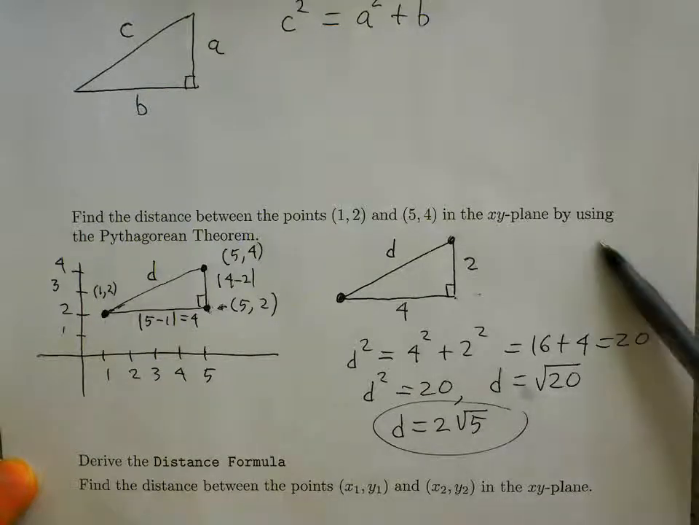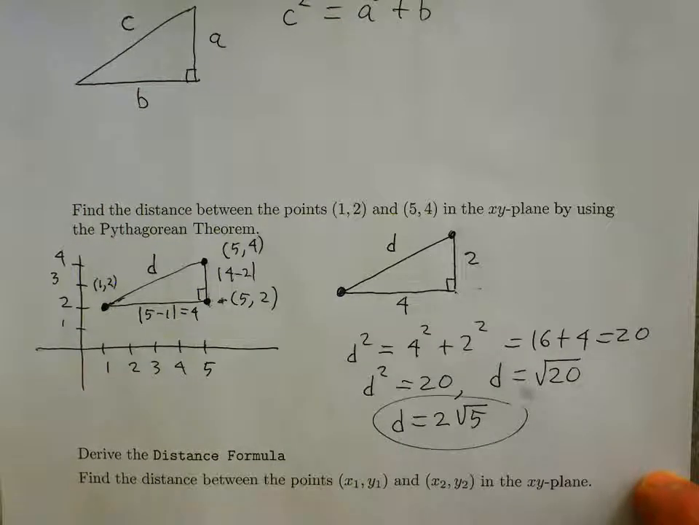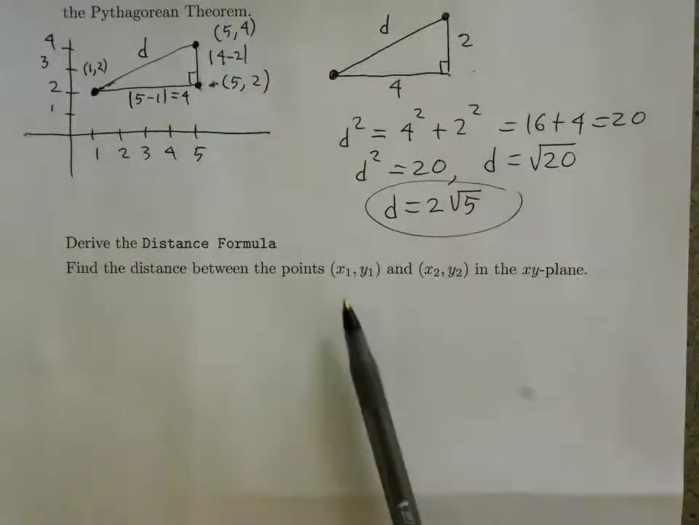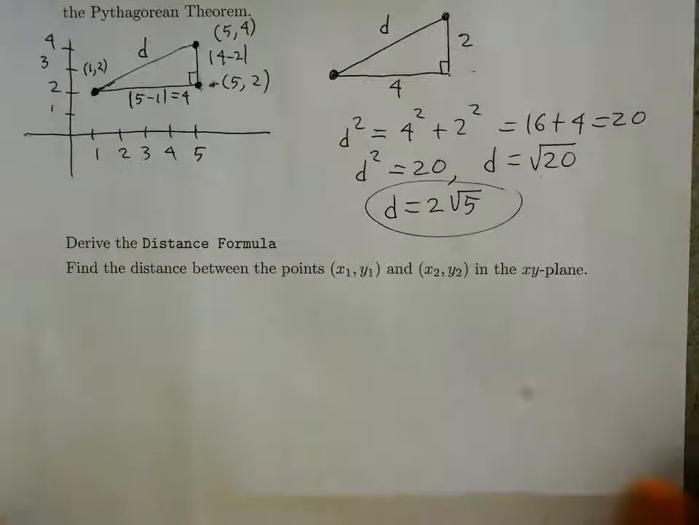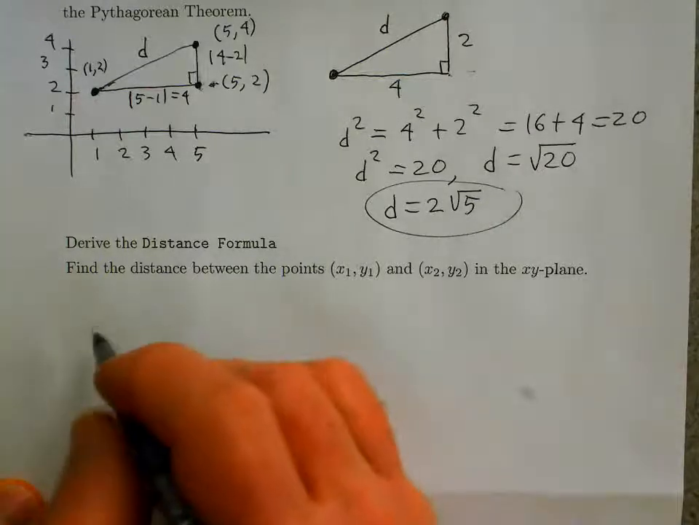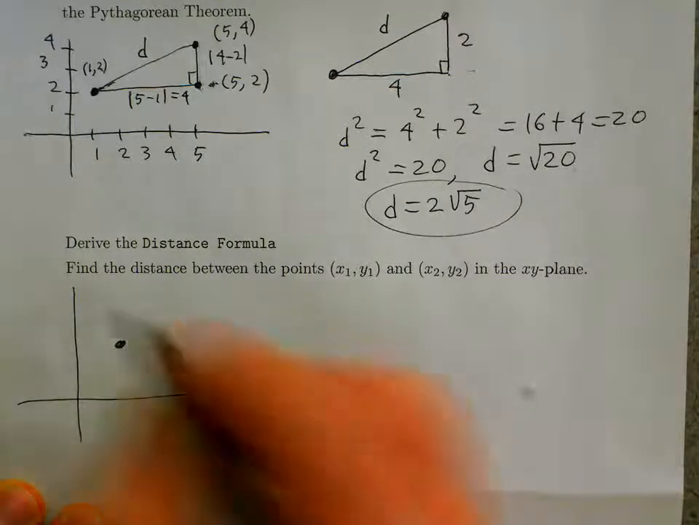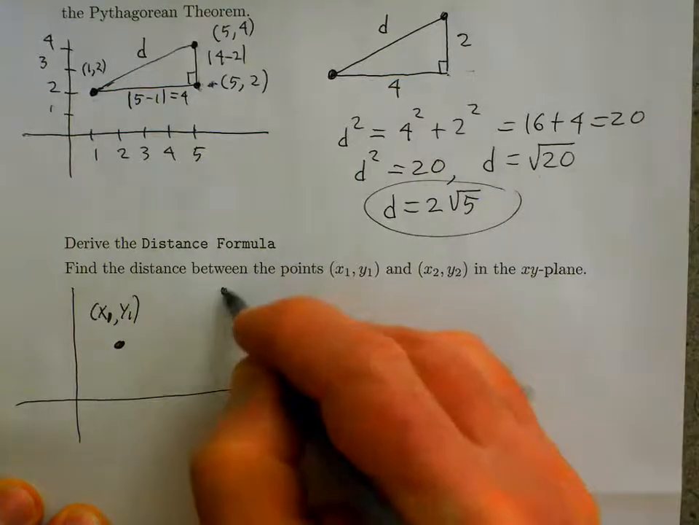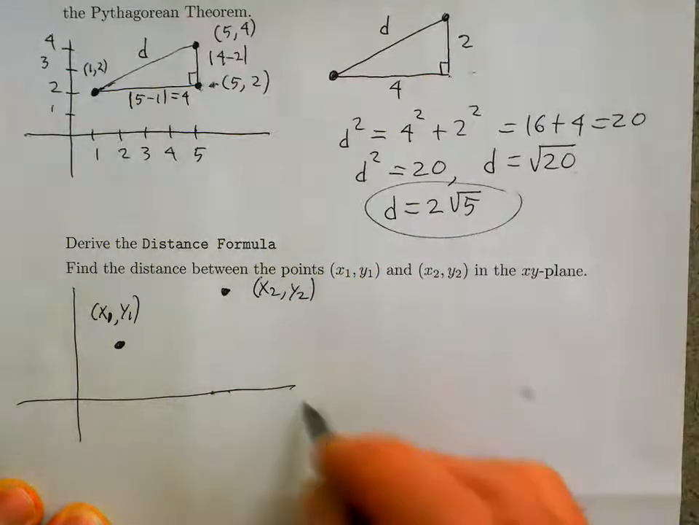Okay, we can derive a distance formula using the same ideas from this previous example. So we want 2 points to be represented by the ordered pairs x1, y1 and x2, y2. We'll draw a diagram just to help us. So I'll label this point x1, y1, and I'll label this point x2, y2 in the xy plane.